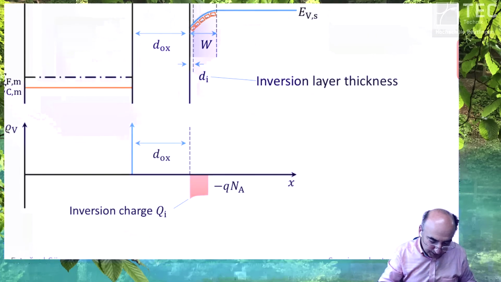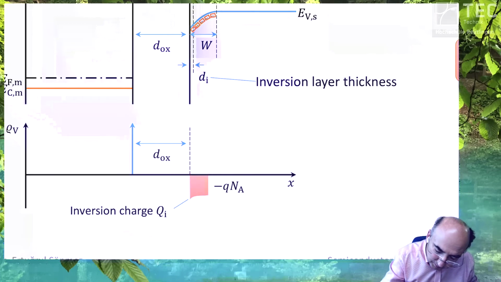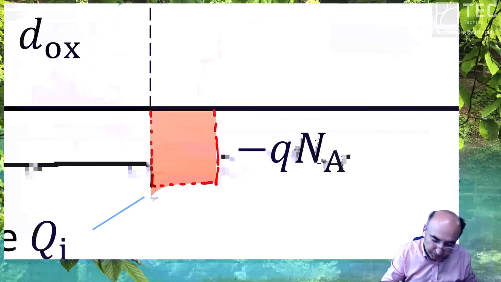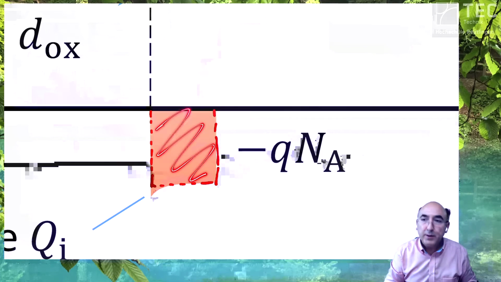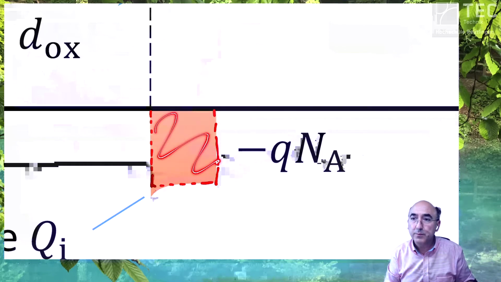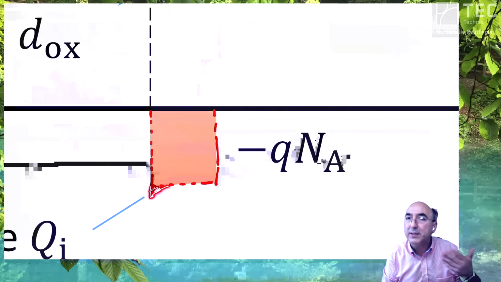Now, in the sketch, you see that your space charges are this box. So if you count this area, you get the charge due to the space charge, and this additional electron accumulation is this small portion. So it's negligible, but it's there.